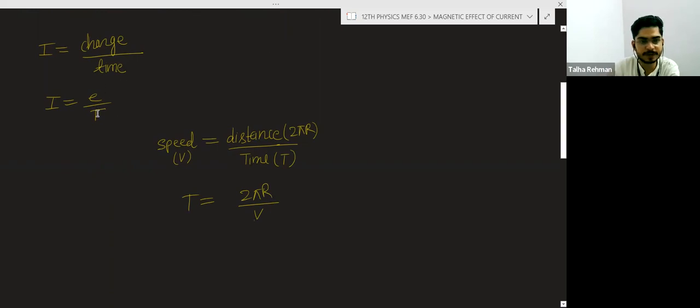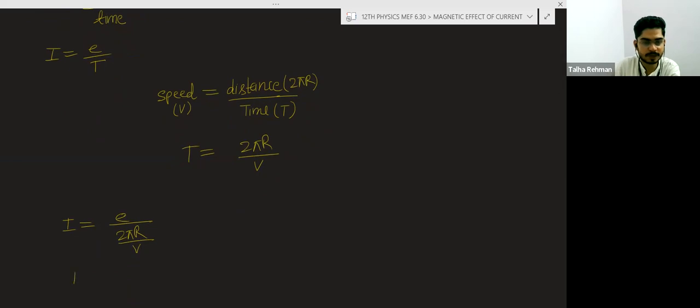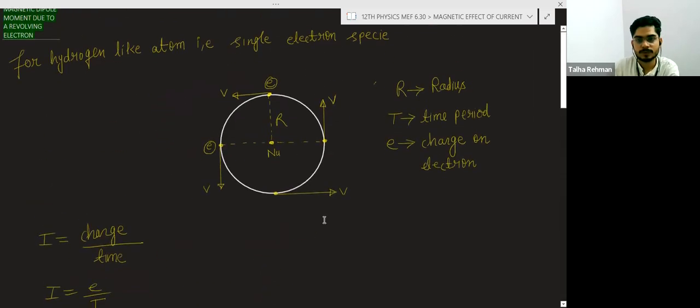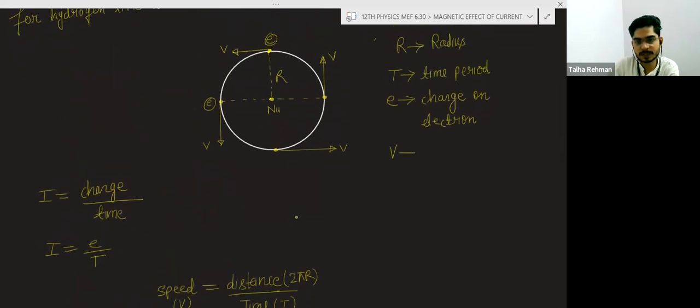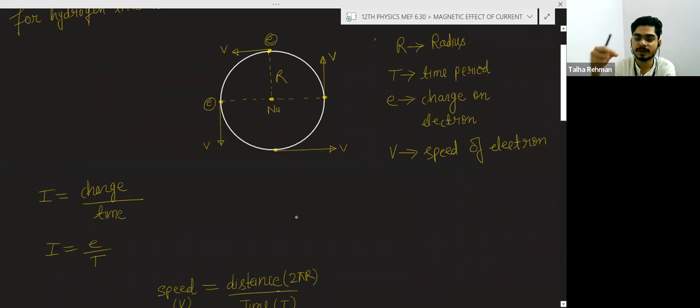So now put the value of the time period here. You will have the current I equal to e into v divided by 2 pi r. What is v here? v is the speed of the electron. Speed and velocity have some difference. Speed is only the magnitude, velocity is magnitude with direction. Here the direction of the velocity is changing at every point, but the magnitude of the velocity, that is the speed, is not changing.